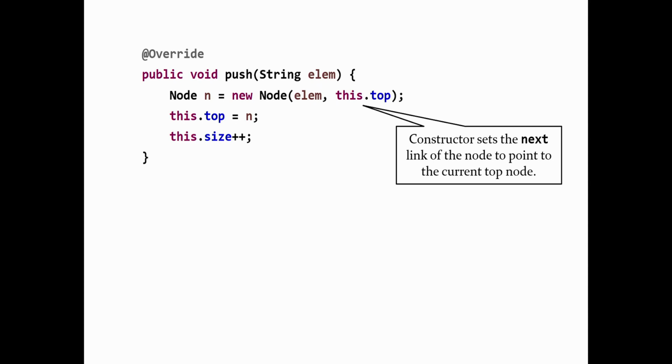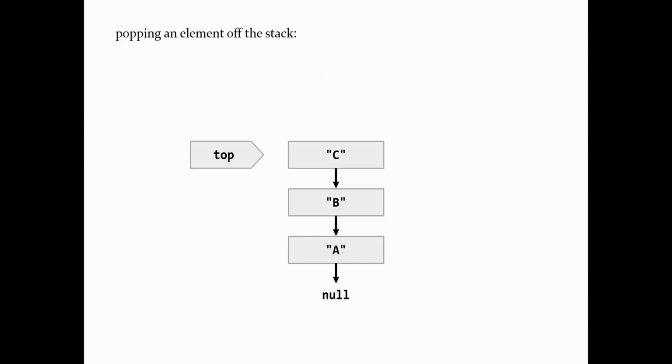All right, any questions on that slide there? Okay, how about popping an element off the stack? So step 1, obtain a reference to the element stored in the current top node. I've got the top node, that's this.top. What's the element in the top node? Well, it's just this.top.elem. So I can easily get a reference to that.